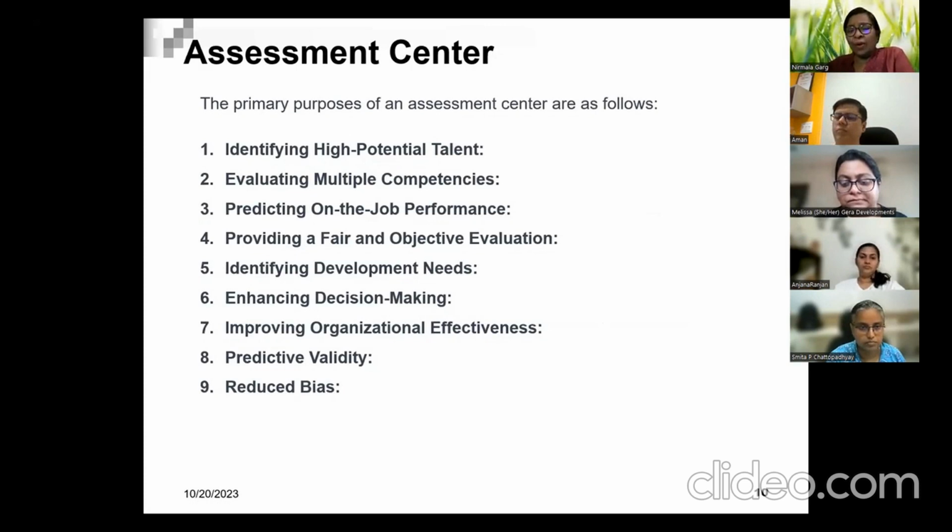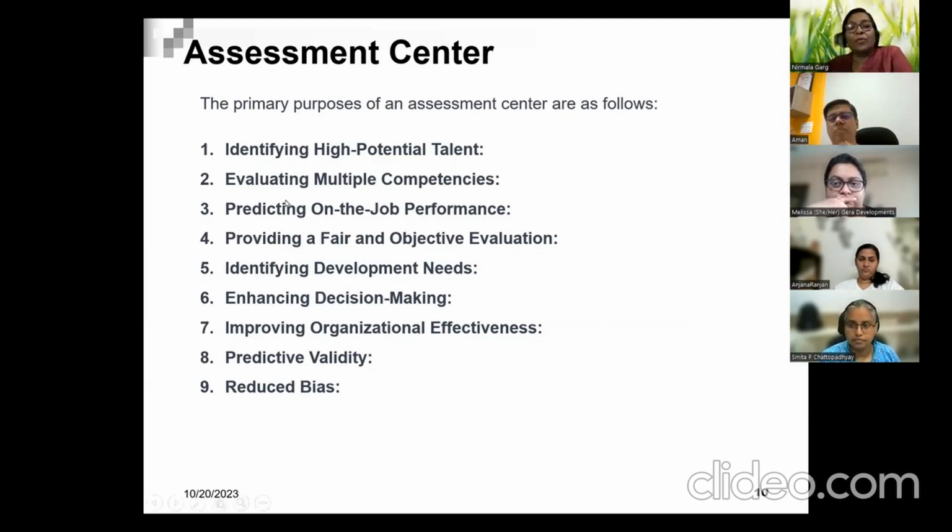Having said that, what are some of the purposes of an assessment center? I have given you a background. So what do you think are some of the goals or purposes of an assessment center? Anybody? I gave you a good understanding of what an assessment center is, what the features are and how we do an assessment center. What do you think are some of the purposes then?